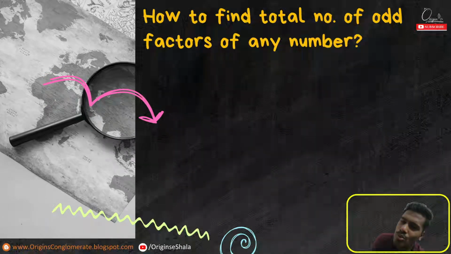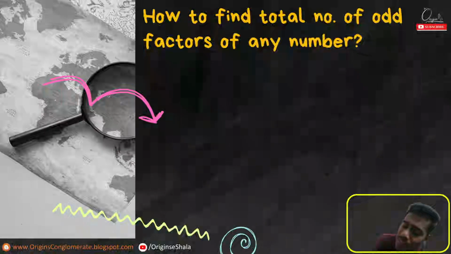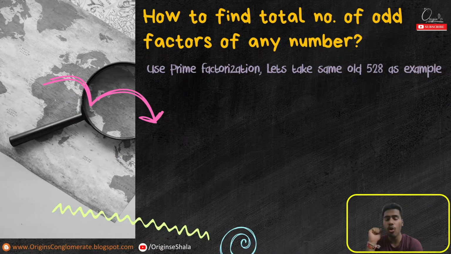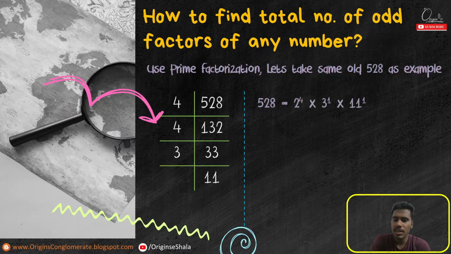Now, how do we go about finding the odd factors only? I am only concerned about the odd factors. So let's take that same example. You can try from the empty space that you left behind. I will just be writing that same thing again. Till here we have done it, right?